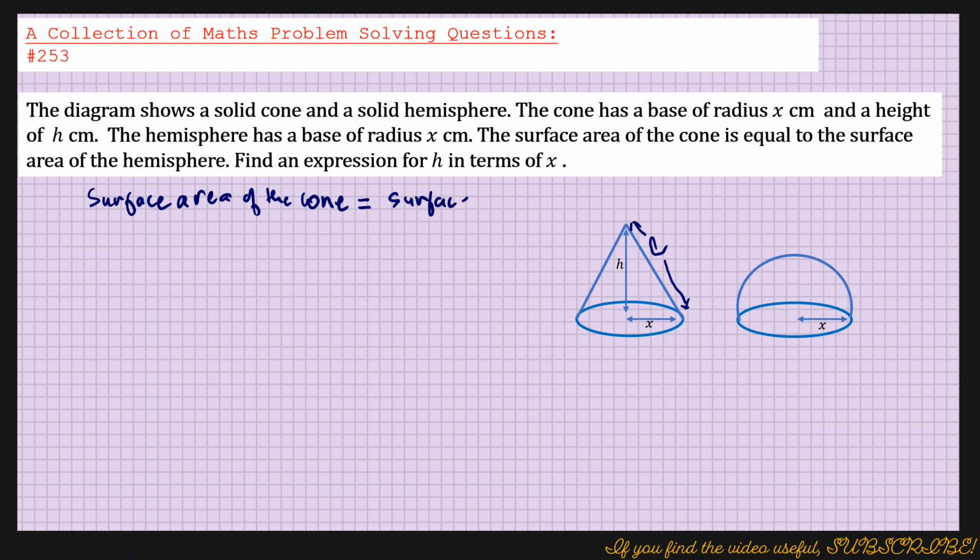surface area of the hemisphere. So the surface area is pi r l, that's the formula. So if that's what we're applying, in this case pi r l would equal 4 pi r squared divided by 2, and here the r is x, so we can write r equals x.